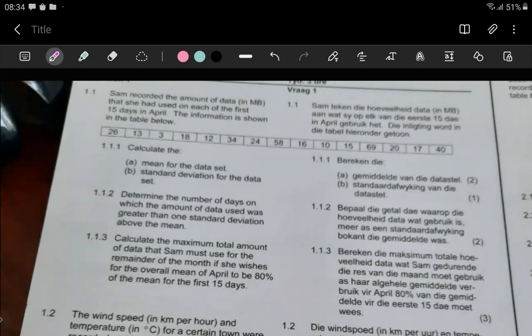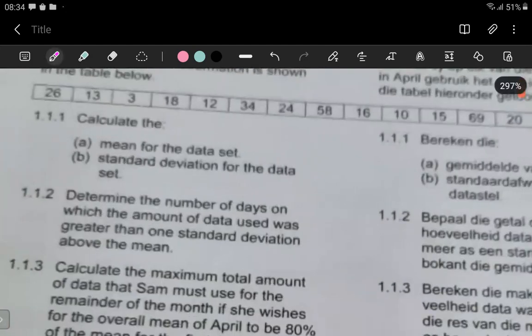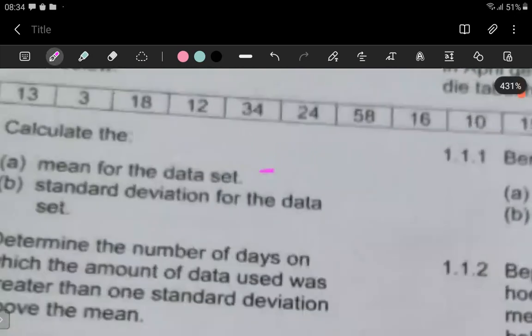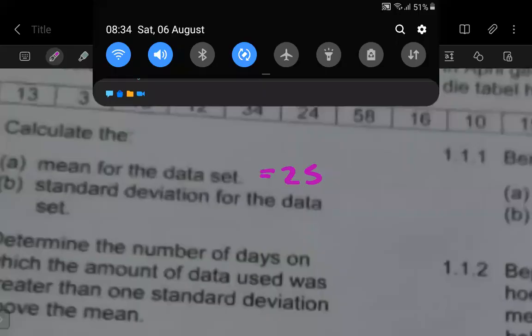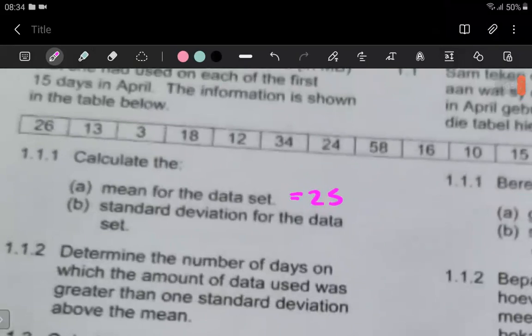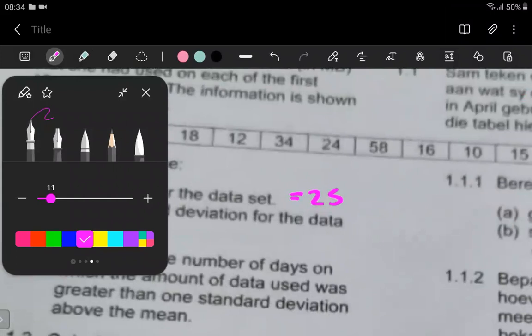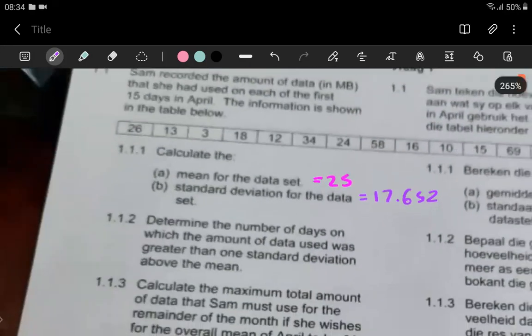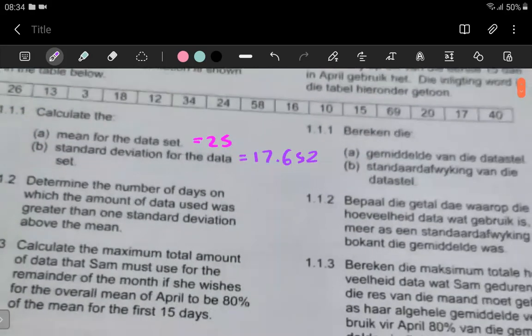And then what did you get as the mean? So the mean I get 25. Mean you get 25. Yes. And then what are you getting in the standard deviation? And then for the standard deviation, I get 17.652. Great. Then nice.